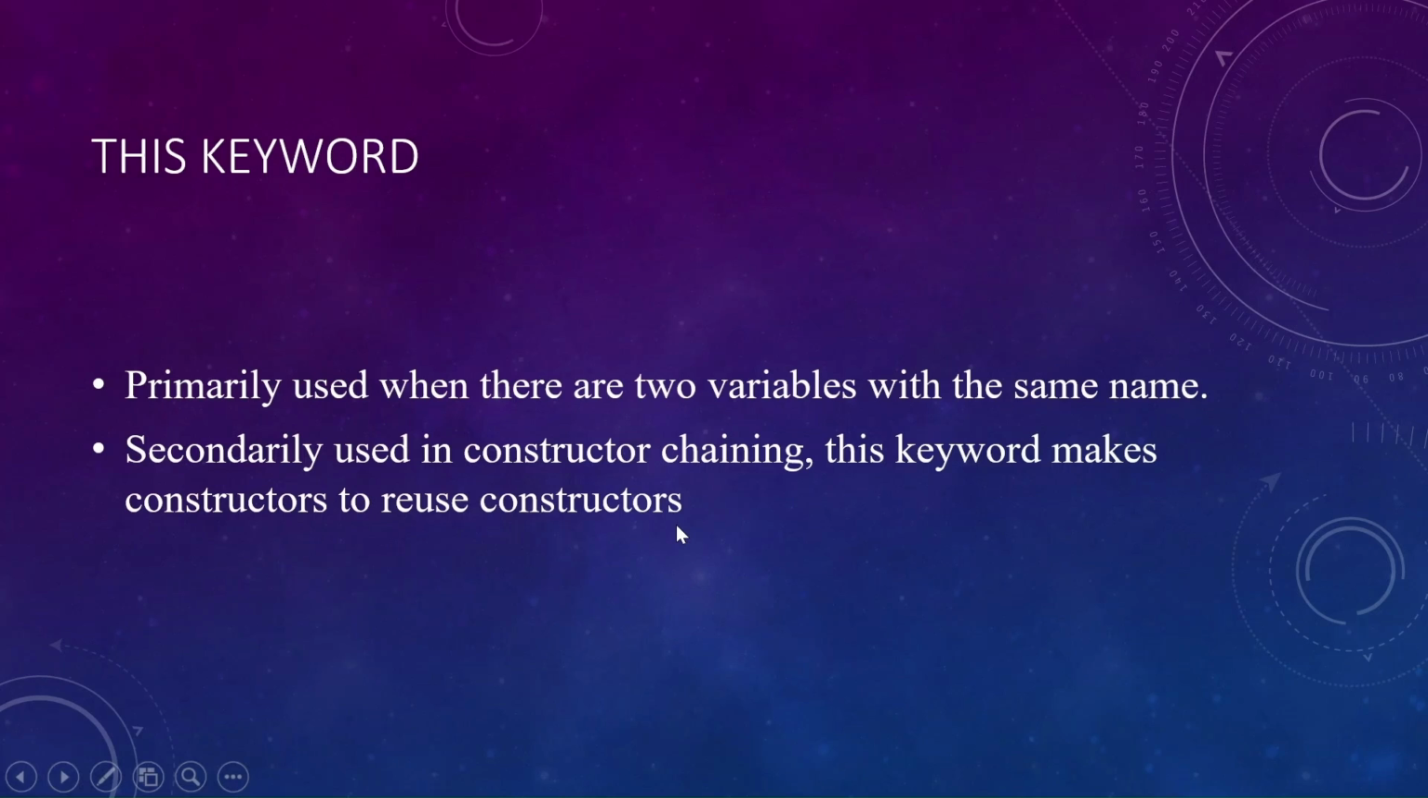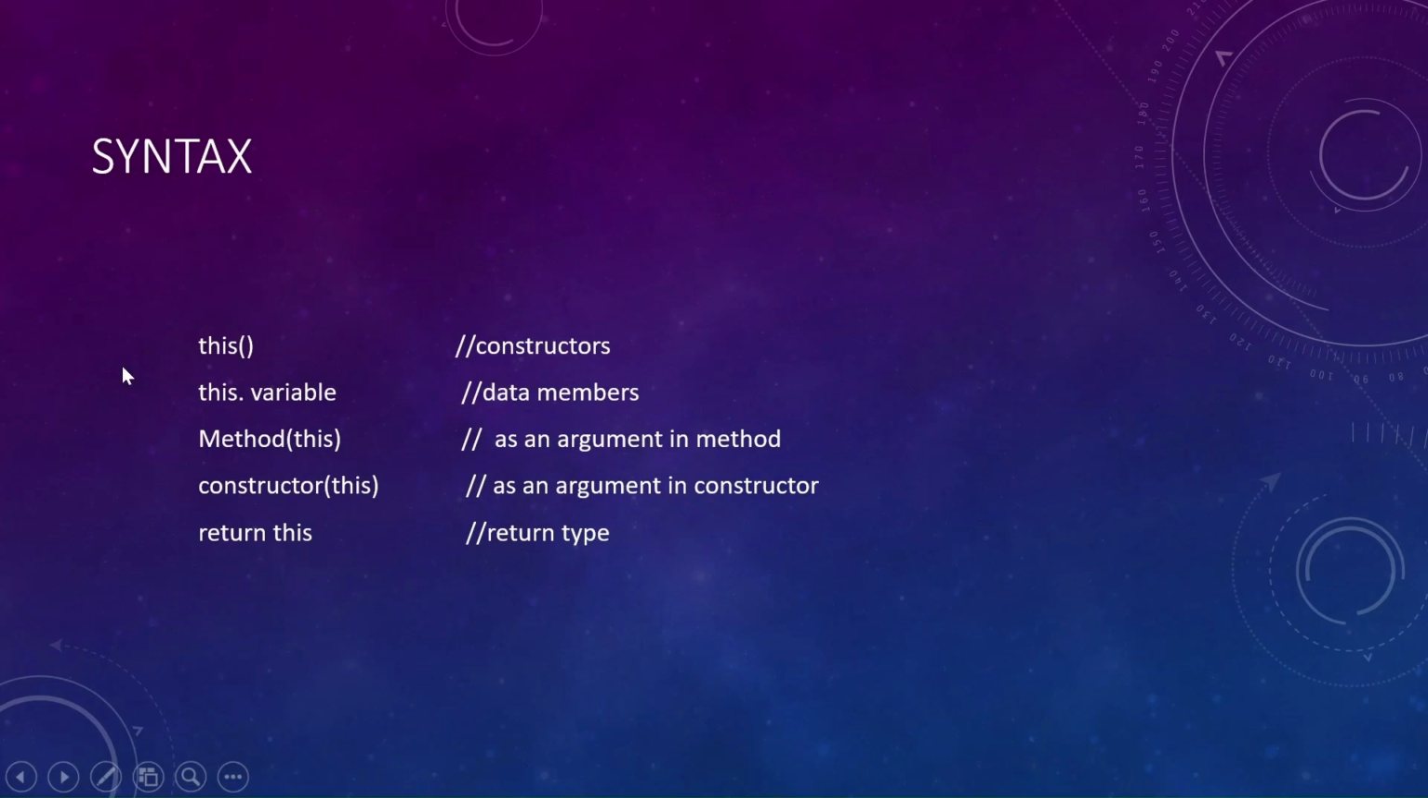Secondly, it is mostly used in constructor chaining. When you have multiple constructors in a class and you want to call one constructor inside another constructor, you use this keyword. Let's see the syntax. To call constructors within the class, you will be using this keyword. Like this is the syntax for that. And to call the data members, it will be this dot and the variable name or the method name. And if you want to pass this inside a method, you pass it as an argument. And if you want to pass it inside the constructor, you can pass this as an argument. You can also have the return type as this keyword.